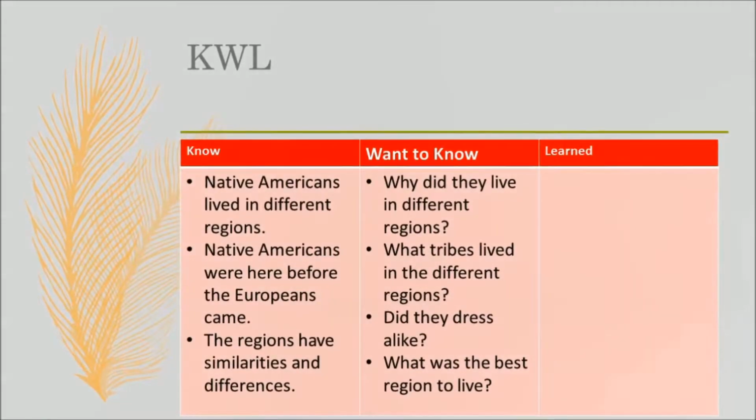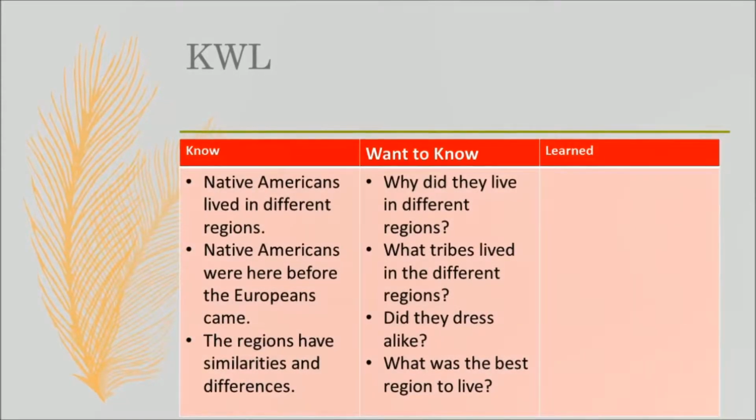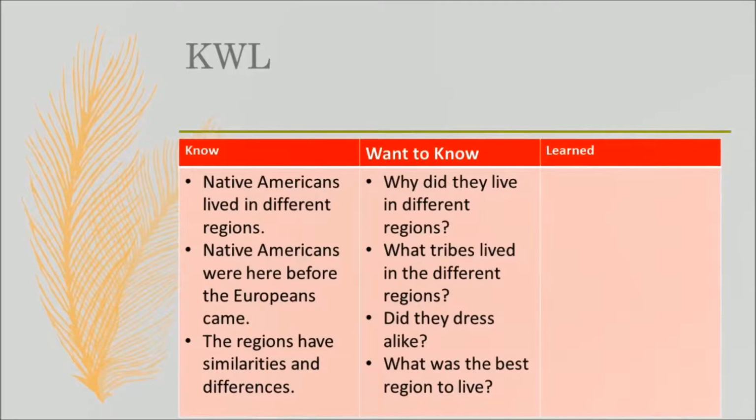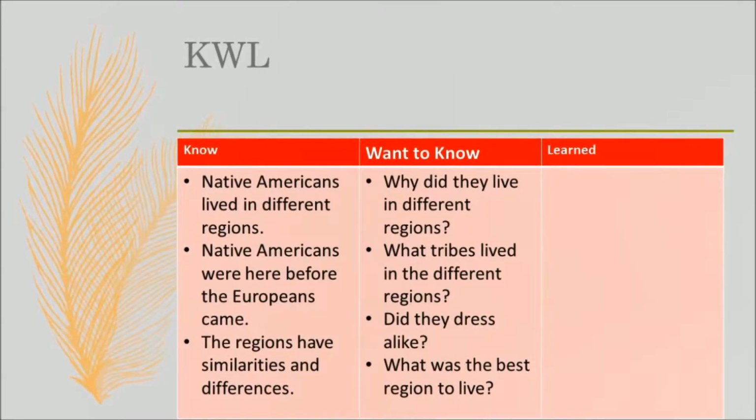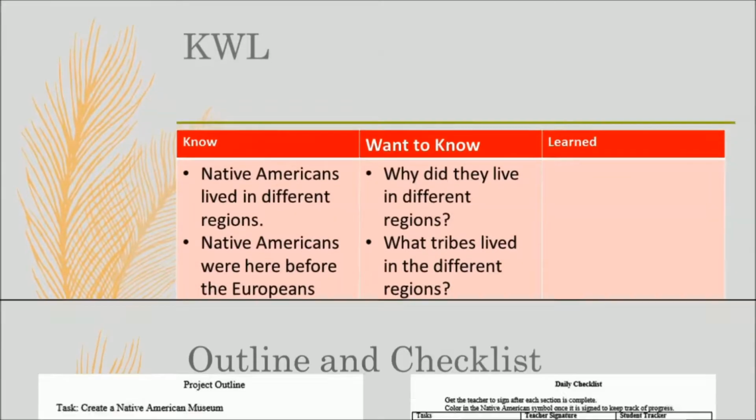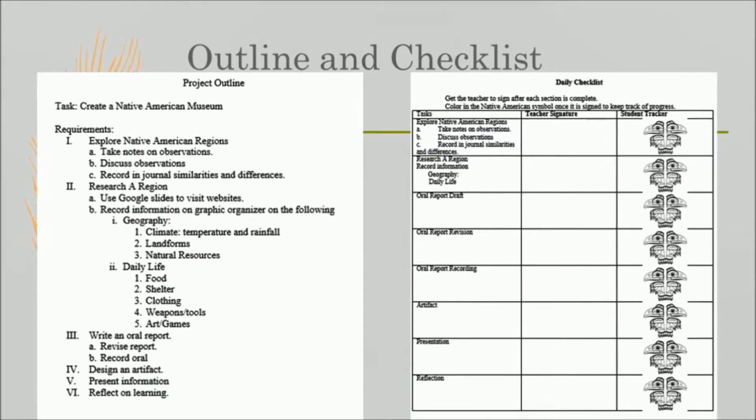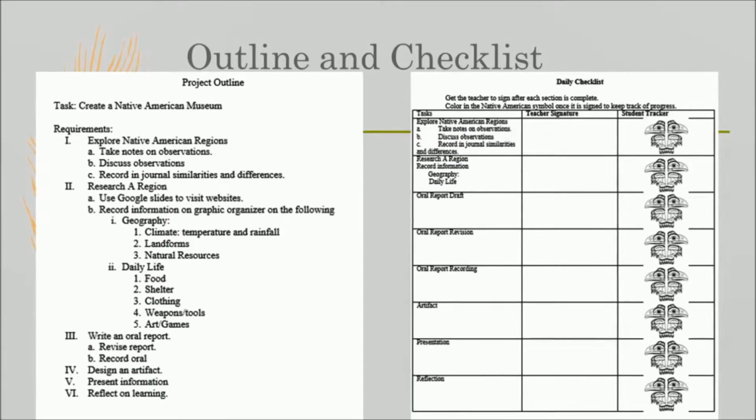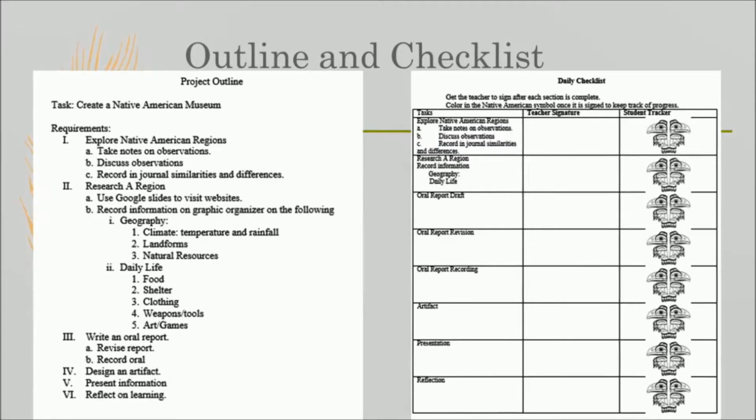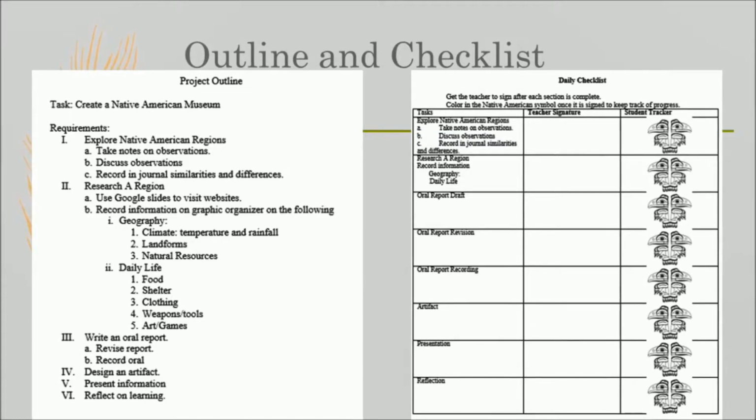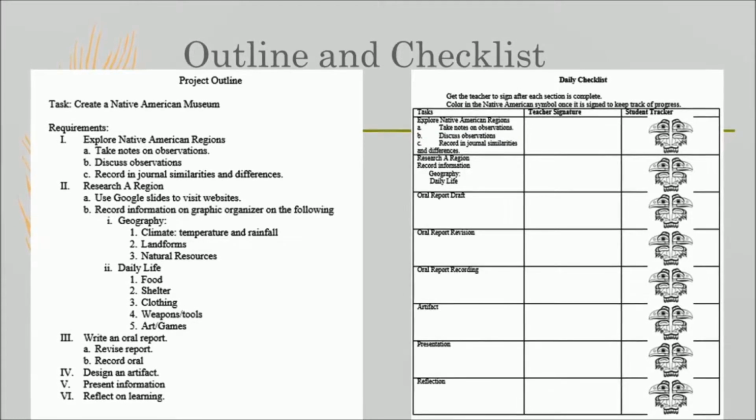We began the lesson with a KWL chart. The students knew some background information from their social studies class, but they still had some questions that they wanted to know. I created an outline so that the teacher could have a guide for what was going to happen throughout the project. Additionally, the students had a checklist where they could keep up with what was due.